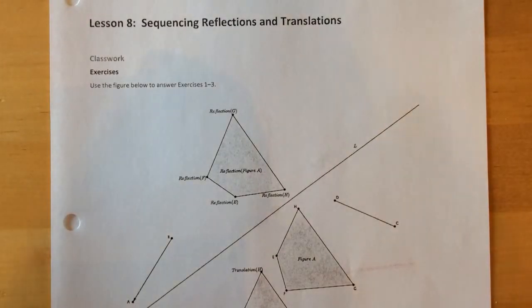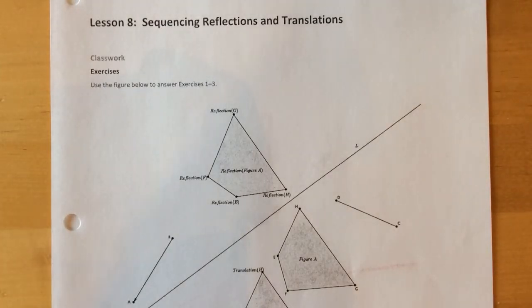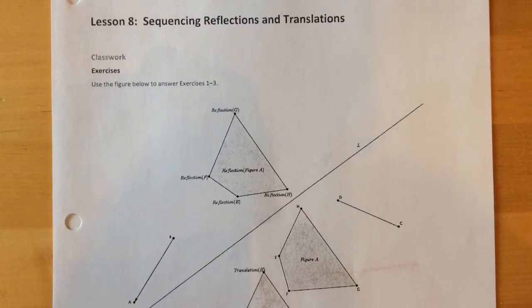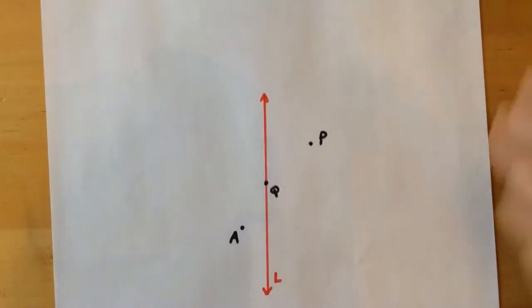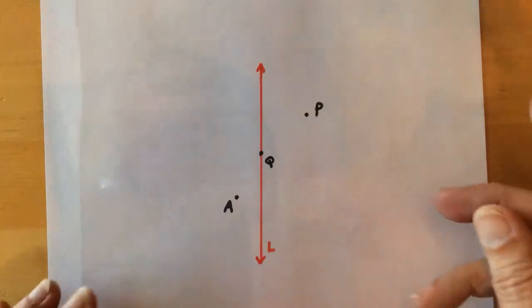Okay, welcome to lesson 8. This lesson is called Sequencing, Reflections, and Translations. So in lesson 7, we saw what happens when a figure is translated, and we saw how we could undo the translation with the opposite vector. And in lesson 8, we're going to look at reflections.